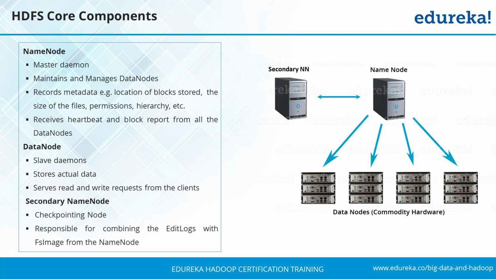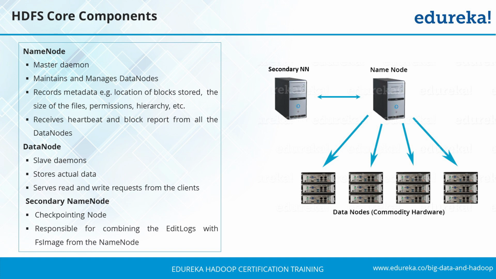So then you have got secondary name node. Okay, secondary name node is the checkpointing node, where it is responsible for combining the edit logs and the FS image from the name node. It generally does the backup every hour, but then the idea is that you should always have a copy of the name node's metadata, which is being stored by the secondary name node.